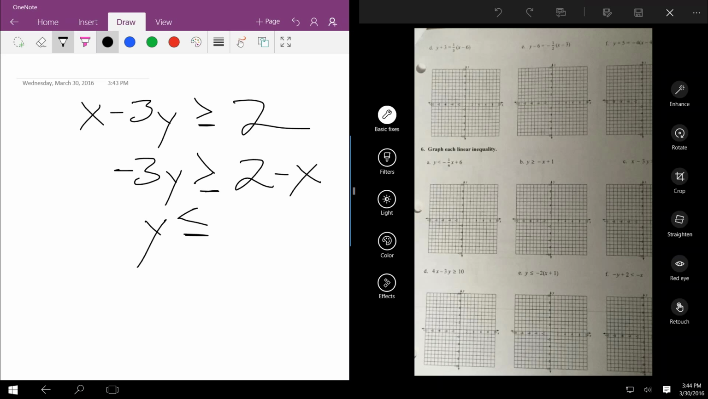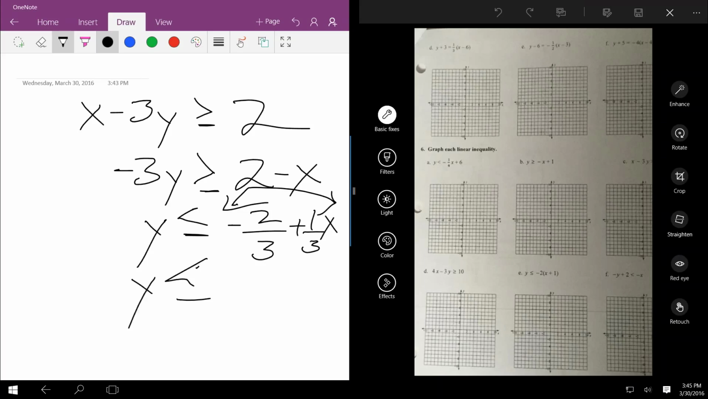So you end up with minus 2/3. What's the rest of it? Plus 1/3 x. And then switch those around so that it's in mx plus b format. And then graph it as an equation and figure out which side to shade.